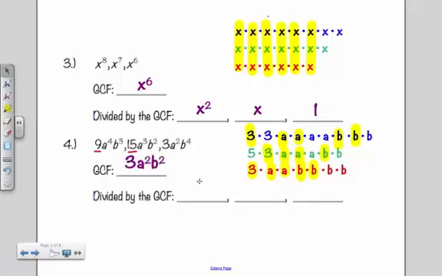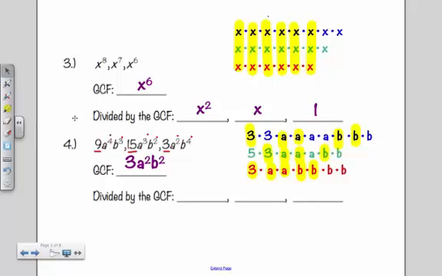Another way to think about it is to look at the coefficients. You've got 9, 15, and 3. The largest number that can go into all three of these numbers is 3. Then you look at your exponents for your a's: a to the fourth, a to the third, a to the second. The lowest exponent would be a to the second. Same thing for your b's: to the third, to the second, and to the fourth. Again, to the second power coincidentally is the lowest exponent for this as well.